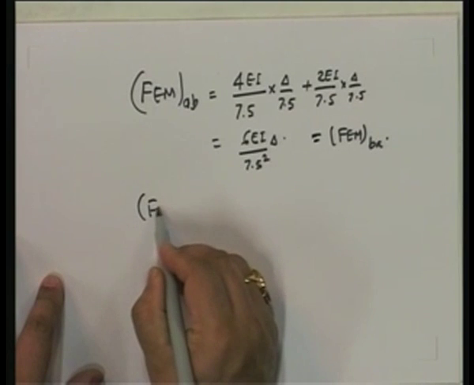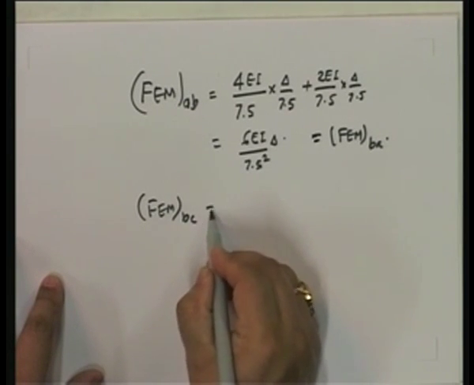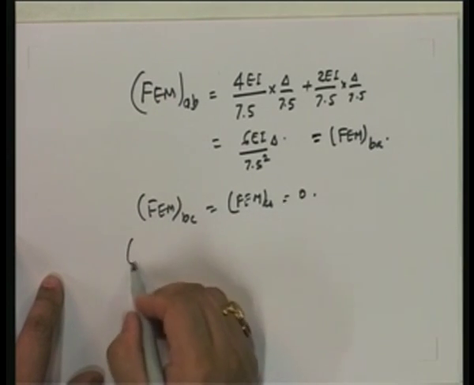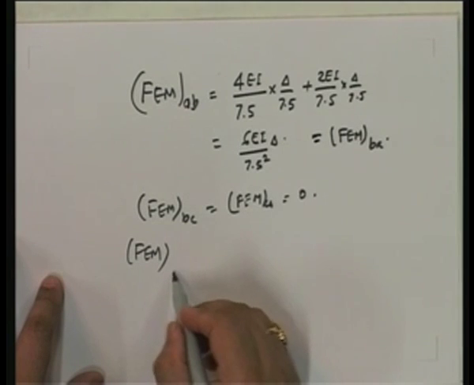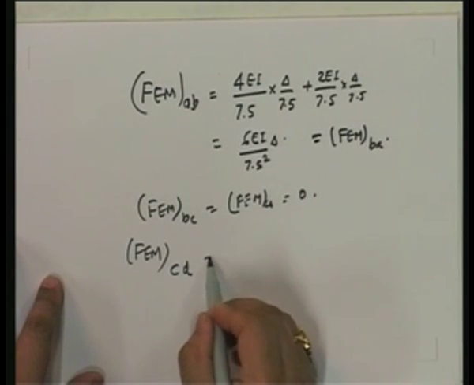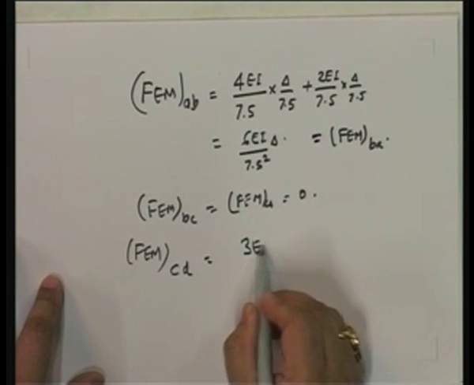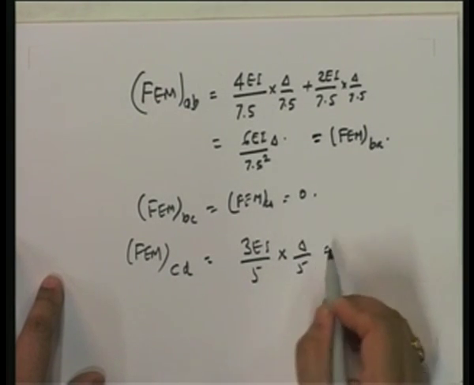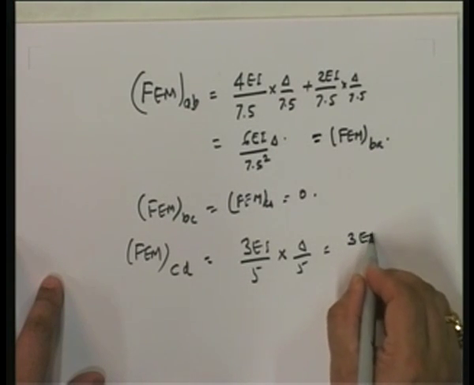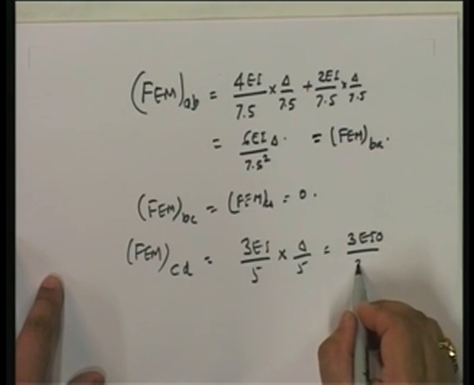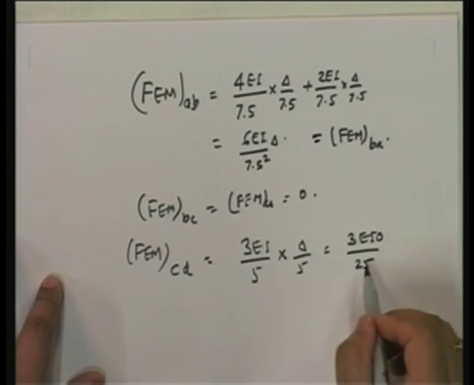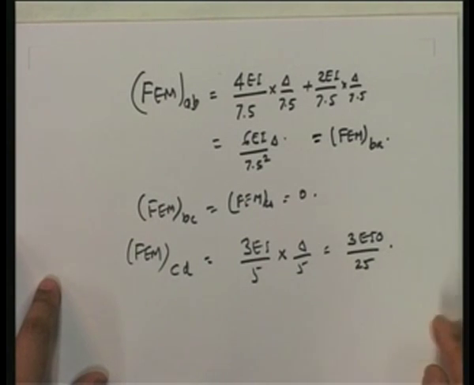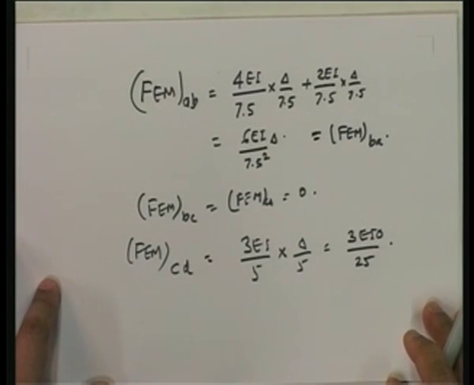What are the fixed end moments at BC and CB? They are equal to 0. What is the fixed end moment at CD? It is equal to 3EI upon L multiplied by delta by 5. So this is equal to 3EI delta upon 25. Okay? So these are my fixed end moments.